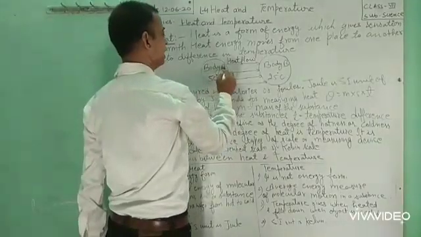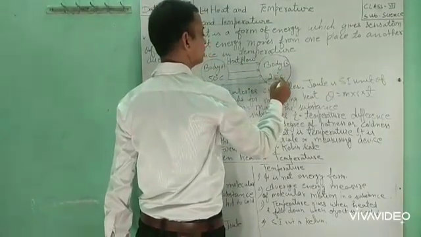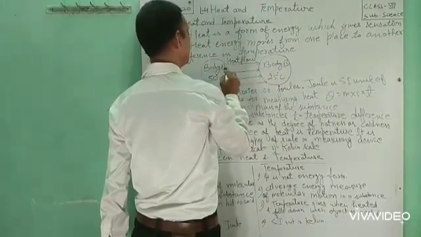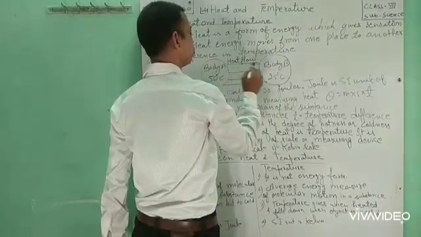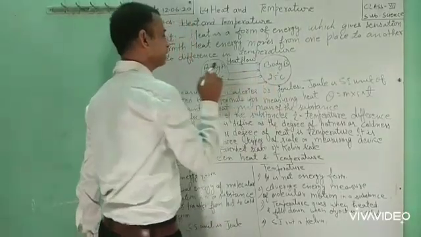For example, body A has temperature 50 degrees centigrade, body B has temperature 25 degrees centigrade. So heat flows from body A to body B because body A has higher temperature, body B has lower temperature. This flow of heat takes place till both the bodies acquire the same temperature.